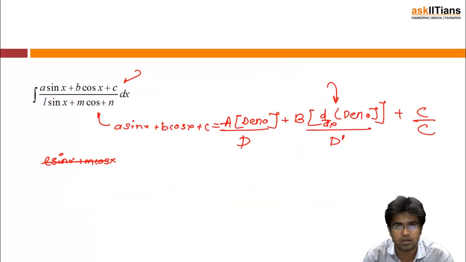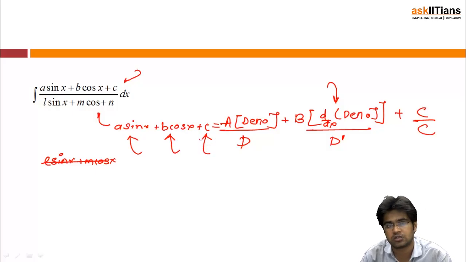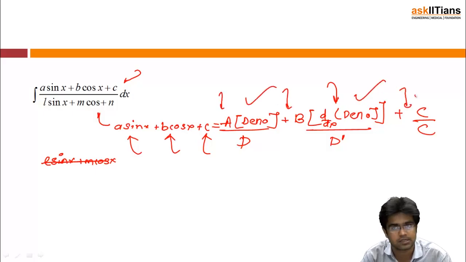How? There are going to be three equations. Once when you compare the coefficients of sin x, once when you compare the coefficients of cos x, and once when you compare the constant terms. So comparing the three equations, we will get three values. Put these values here in place of a, b and c, and you know how to integrate these three parts.